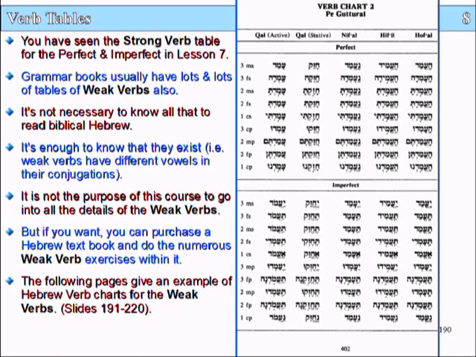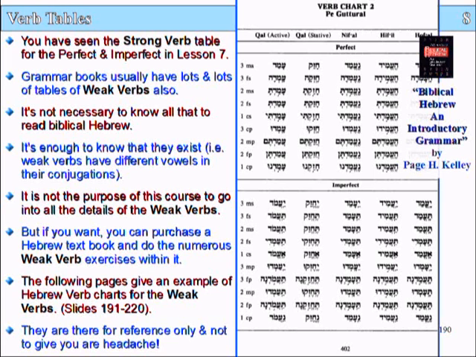So the following pages give an example of Hebrew verb charts for the weak verbs. That's slides 191 to 220. So we've got about 30 slides there, and I'll just rush through them very, very quickly just to flash them on the screen, and you can look at them at your leisure if you so desire. They are there for reference only and not to give you a headache. And again, this chart here was from Page H. Kelly's Biblical Hebrew: An Introductory Grammar. So let's have a look at them.